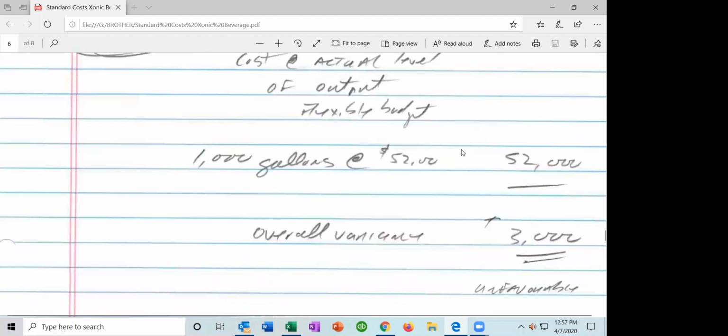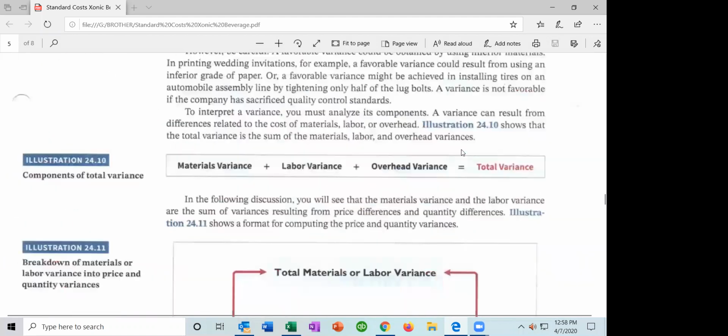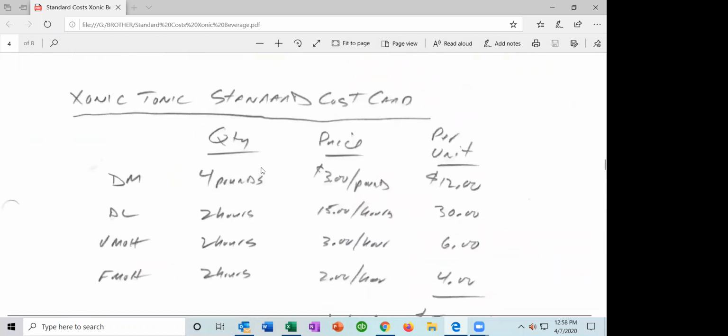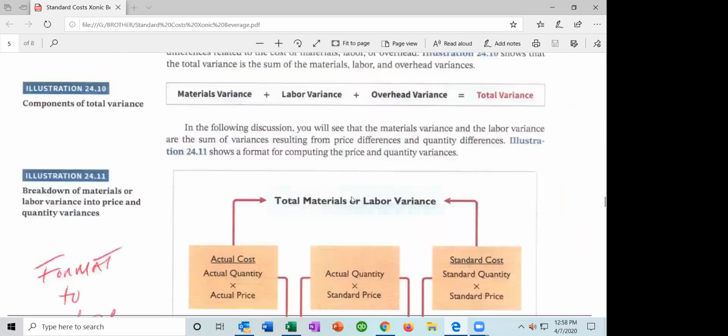Let's go back to the standard cost card. Let's remind ourselves of the standards. Here it is right here. Direct materials, 4 pounds, $3 per pound. That's what they should have spent. They should have used 4 pounds per unit. $3 per pound is what they should have paid.